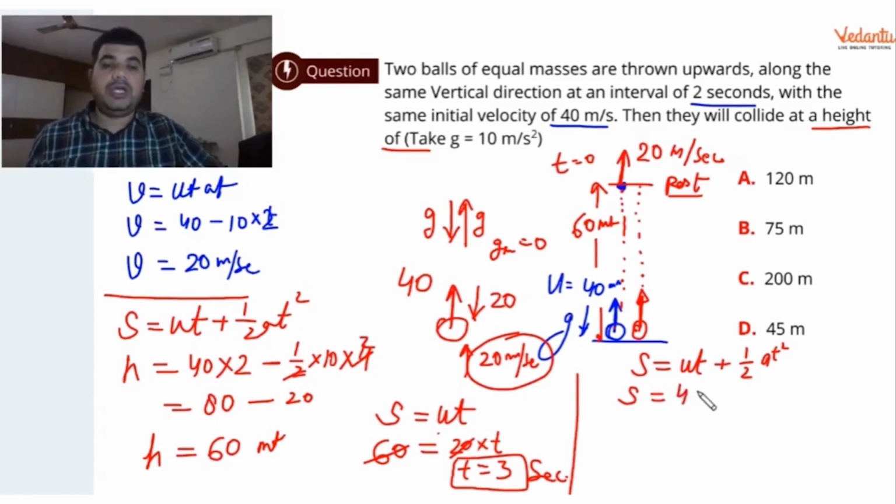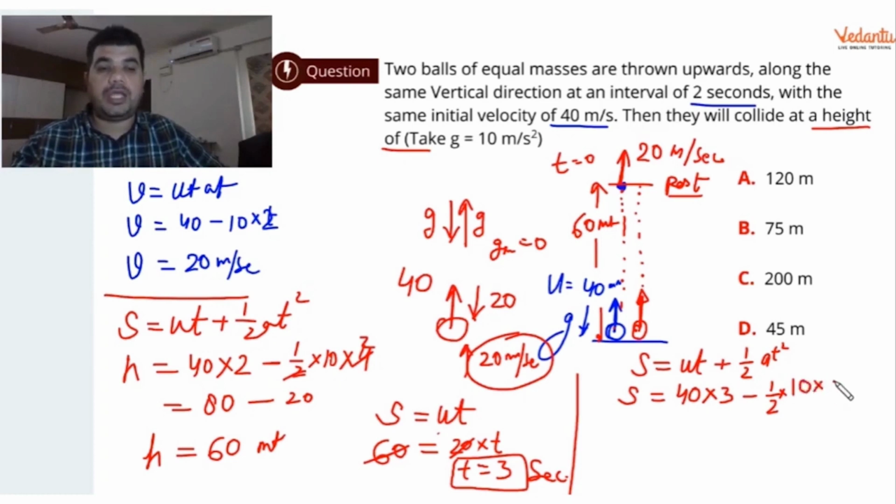What about U, dear? U is actually 40. Now we are calculating the real velocity, not relative. T time 3 minus 1 by 2. What about the acceleration? That acceleration is actually how much? Yes, acceleration is g, which is 10. And t square is equal to 9, because time is 3. So 5 here. Now you can say 4 times 3 is 120, 120 minus 45. So if it's 45, then you can say the answer is 75 meter.